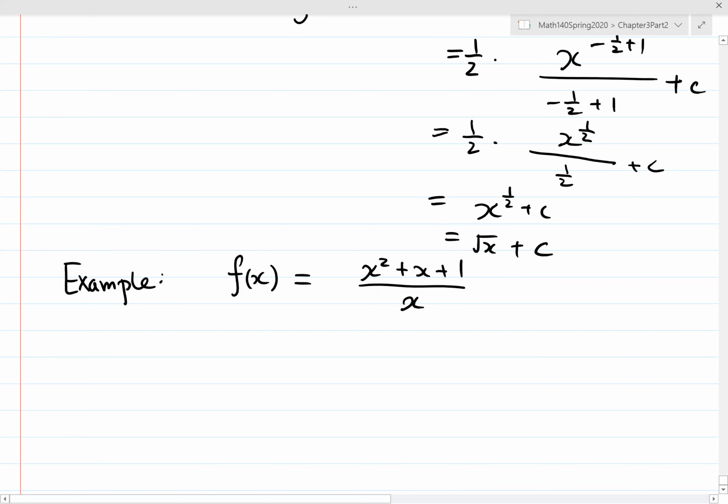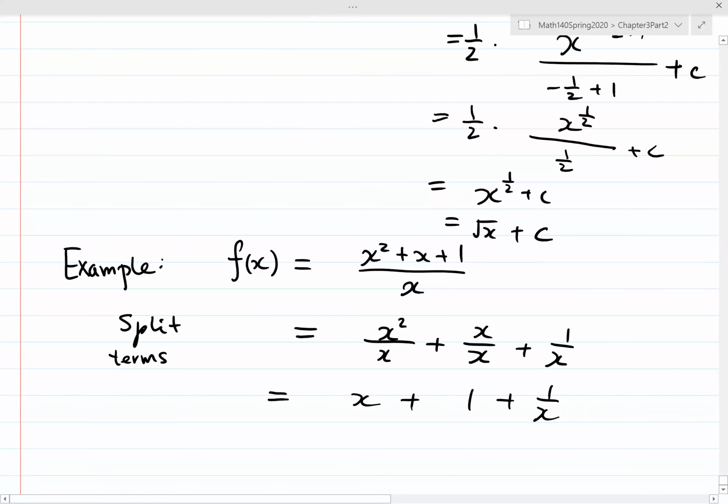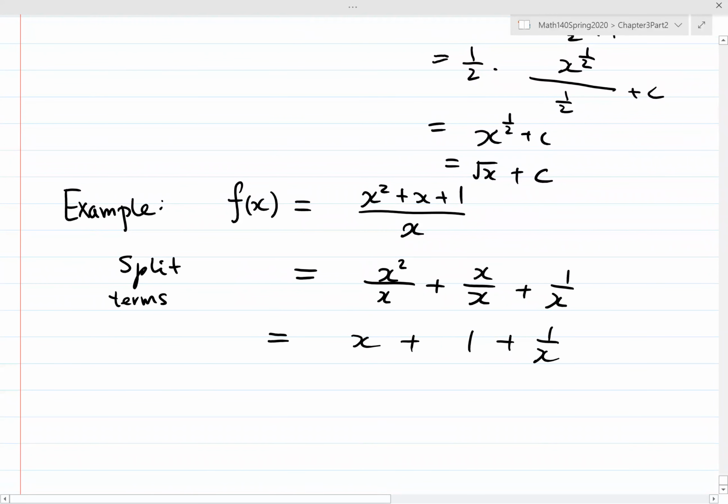we will try to split the terms such that every term that we get, we can deal with by the antiderivative table. So the idea is we split factors, split terms. Okay, so this is x plus 1 plus 1 over x. Now each term is a power of x. Each term is a power of x. Then we can use the power rule.